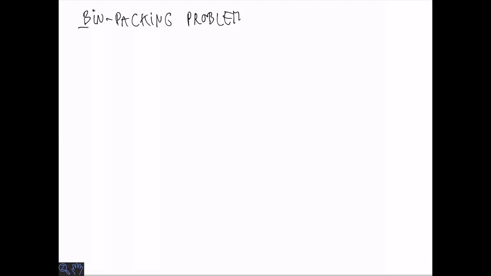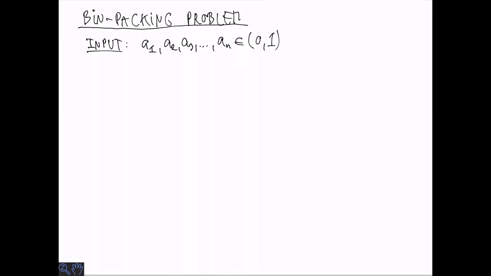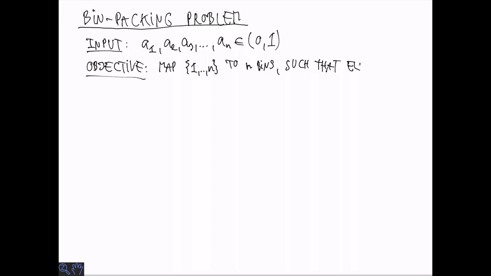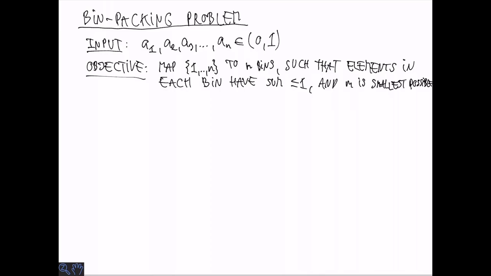In the next part of the lecture, we are going to look at the bin packing problem. In this problem, the input is a set of numbers in the range 0 to 1. And the objective is to choose an assignment of the indices 1 through n, so that is, assign these numbers to m bins, such that m is minimized, and such that in each bin, the elements sum to a number less than or equal to 1.